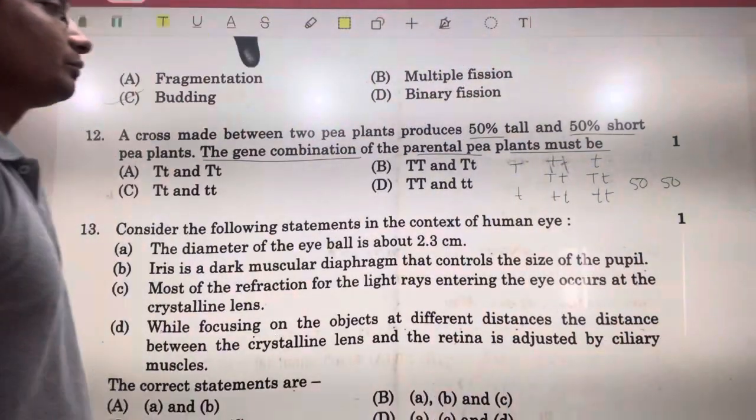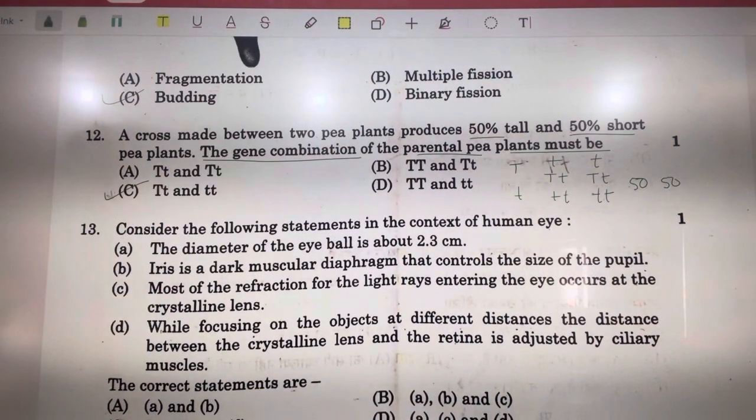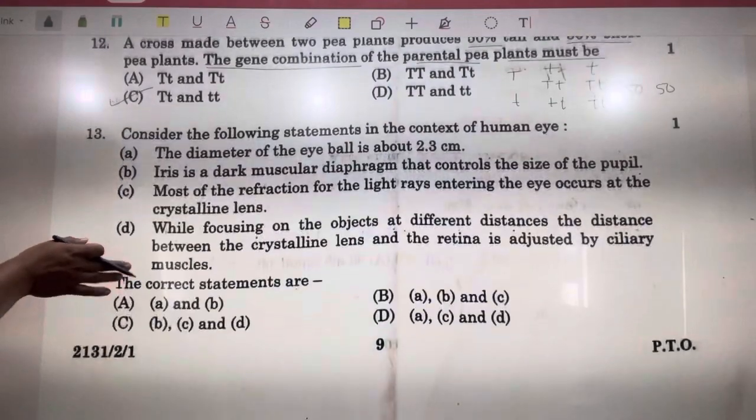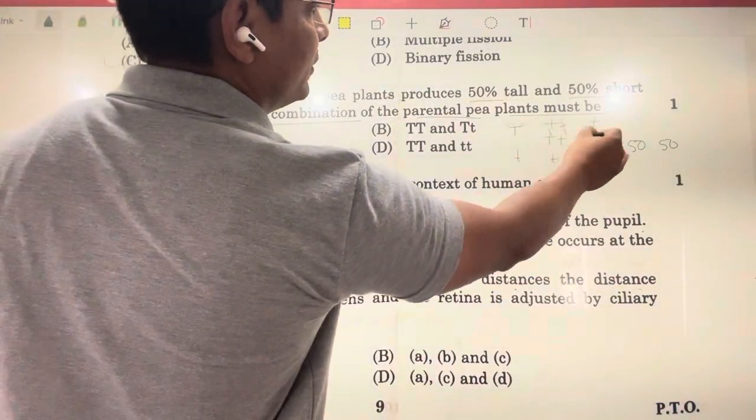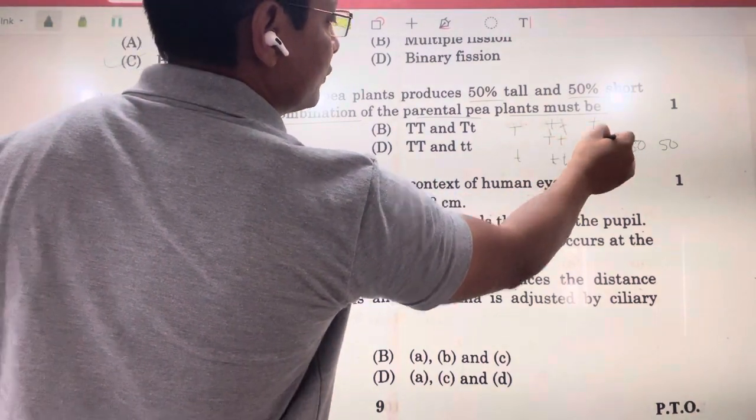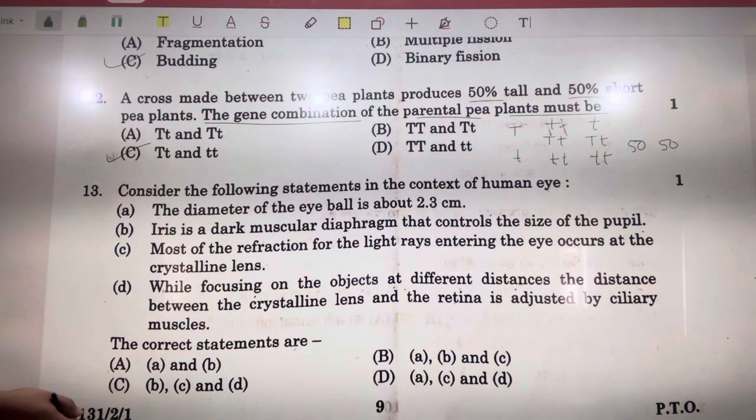So therefore this is the correct option. Because for the dominant gene, this will be tall, and this will be the recessive gene, so both must be present. Therefore, that is the only possibility.